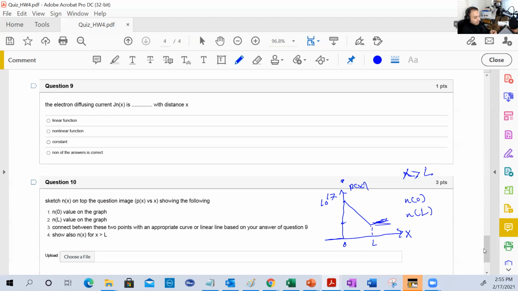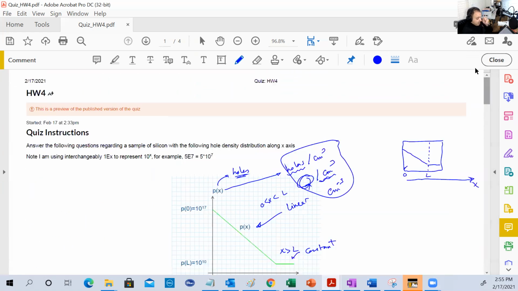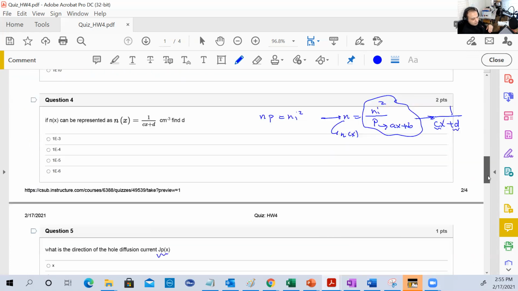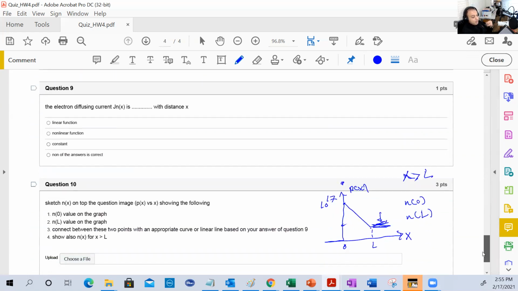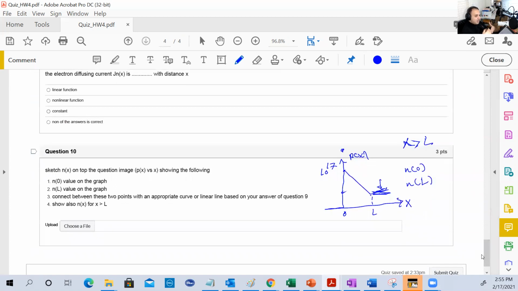And here, b of x, as I said at the beginning, is constant for x greater than L. This is just what I know from the graph here. Look at the horizontal straight line. So try to figure out how n of x will behave as x is greater than L. Is it constant? Is it increasing with x? Is it decreasing with x?